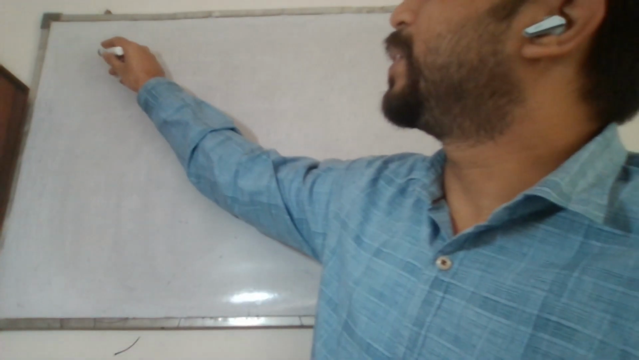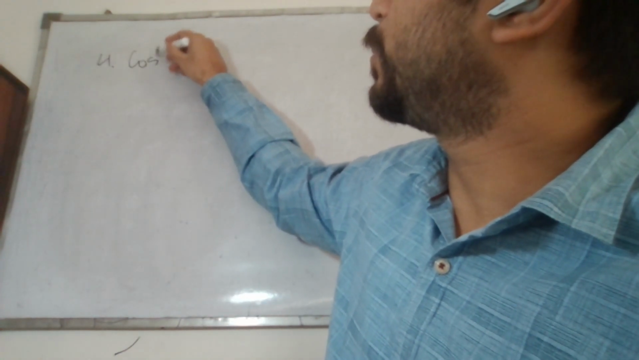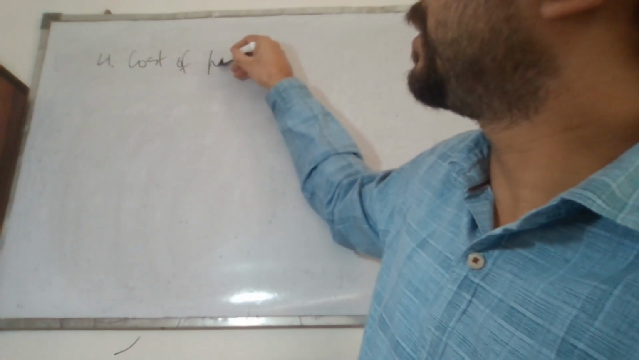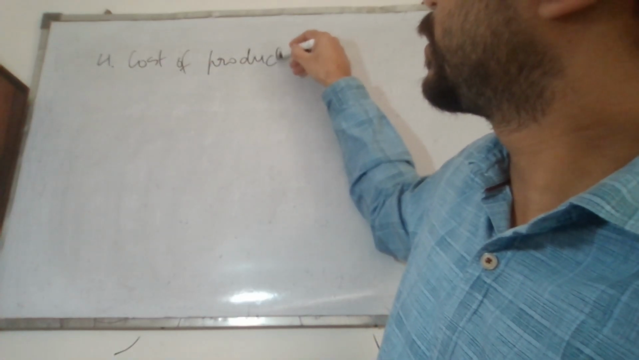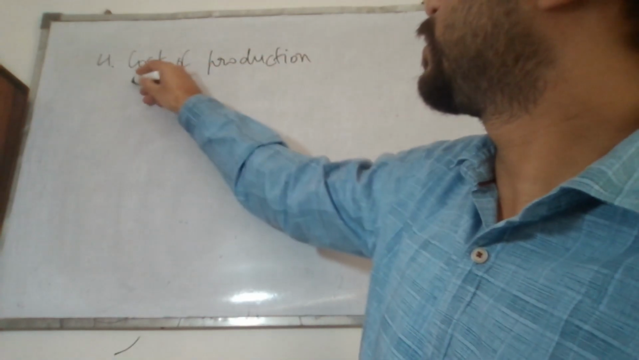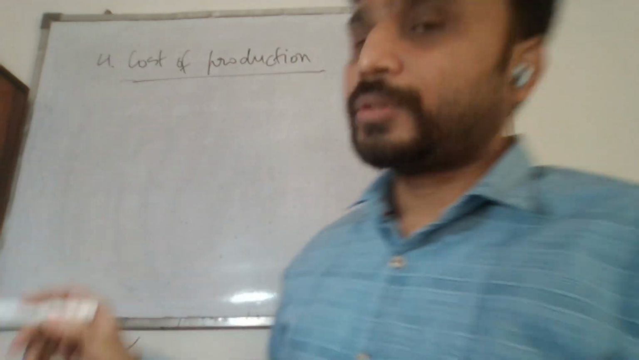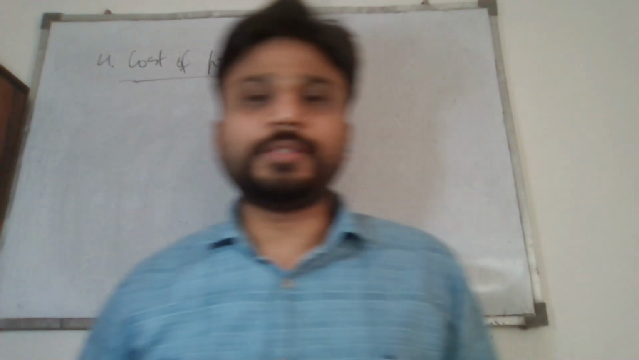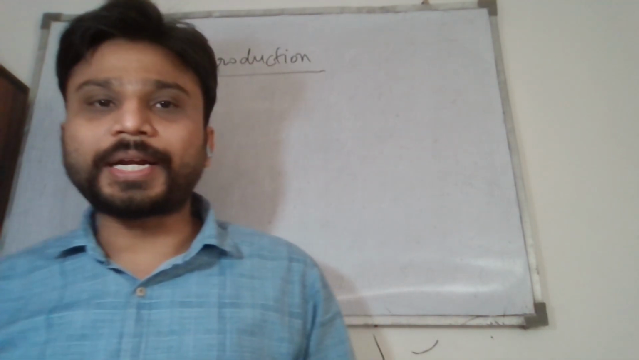Then we have the cost of production. This is also an important aspect of any production process. So the first categorization is on the basis of what the different costs are. We are not categorizing them, we are just thinking about how these costs add up in any kind of factory.